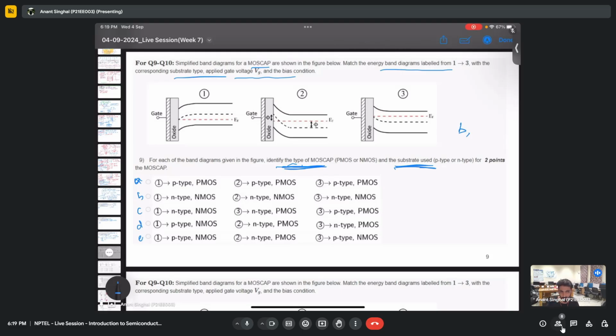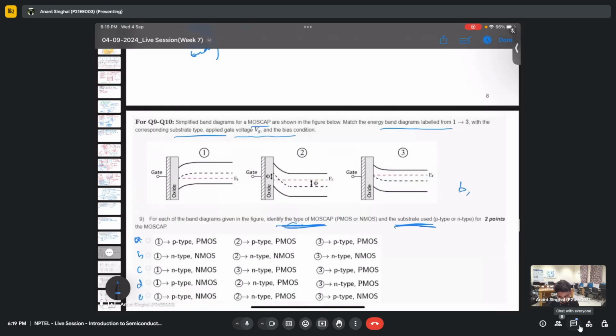Any answers? This is very easy. I guess it should not take this much time. Would you please repeat the explanation of NMOS, regarding MOS? Yeah, okay.